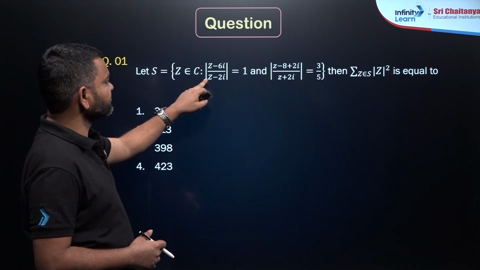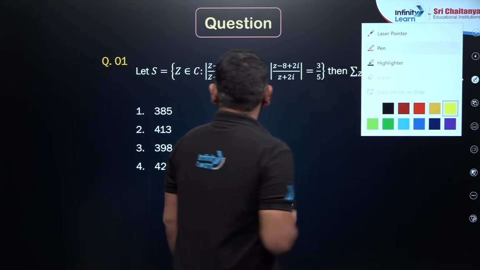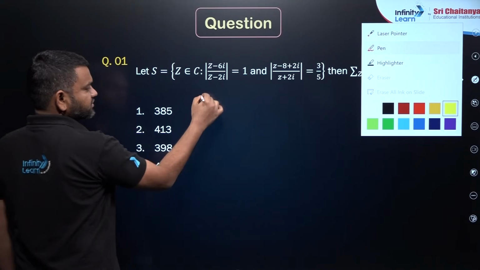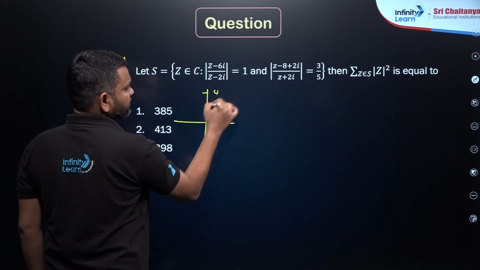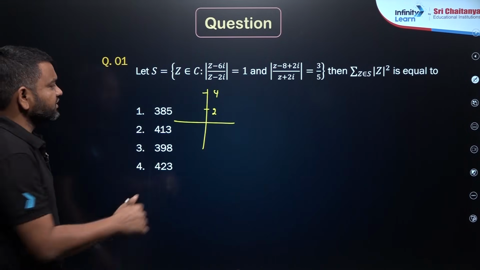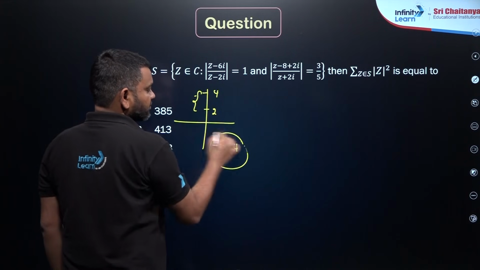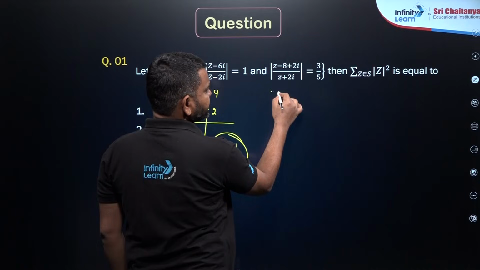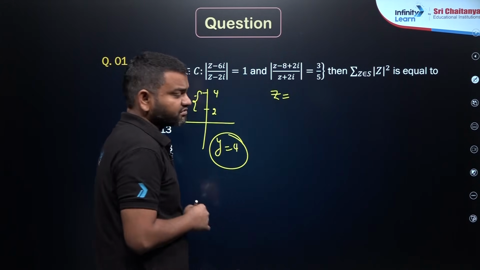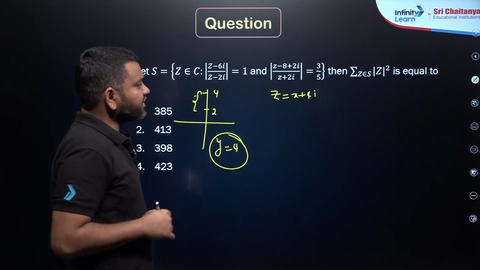Modulus of z minus 6i by modulus of z minus 2 is equal to 1. If you observe this, the points are 2 and 4, where the x value is 0. The distance between these two, you can see that the y value is going to be equal to 4. If the y value is 4, instead of taking x plus iy, I'm going to take z directly as x plus 4i. Then you try to simplify this.